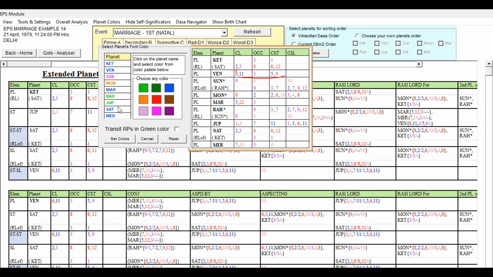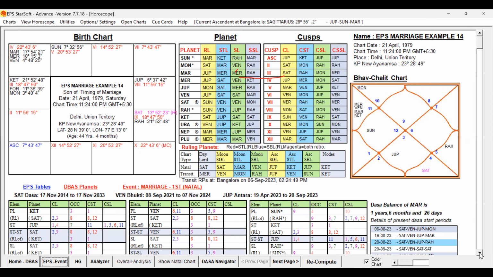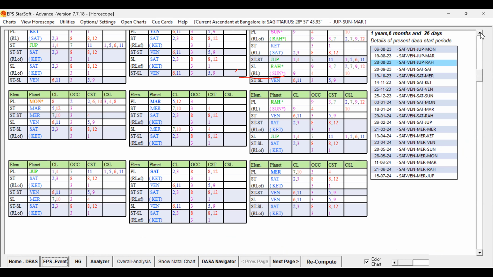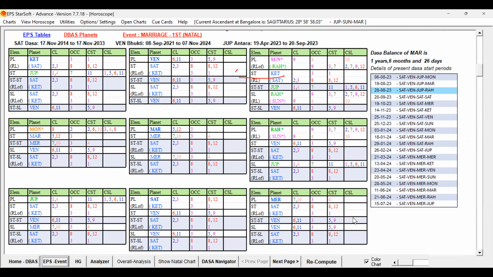Then what are the other planets missing? No, I think we have given all the planets their respective colors. Let us set colors. So we could see only 2 planets are having favorable green color, right? Let us check those planets once again. Just a minute. Yeah. Let me open that self-significator.